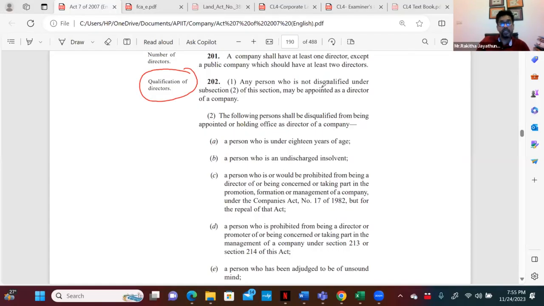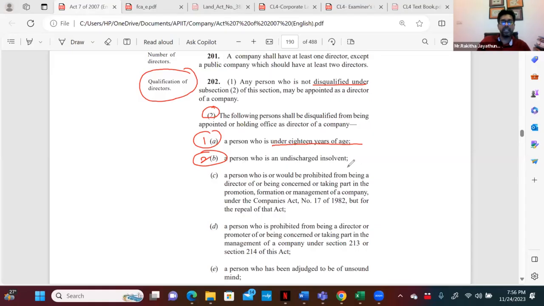Any person who is not disqualified under subsection 2 may be appointed as a director of the company. That means if you are not disqualified, you can be appointed as a director. Subsection 2 gives you a list of disqualifications. If you have one of these, then you are not qualified or suitable to be a director. What are those? A person who is under 18 years of age. They have asked for 5, so there are several; just reproduce 5.